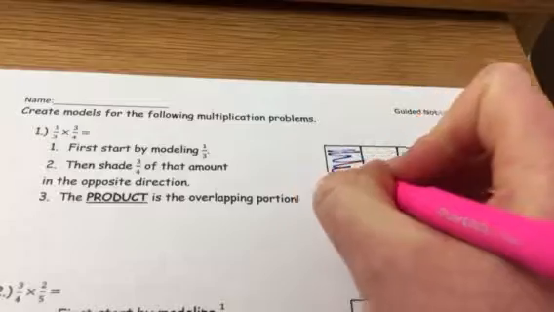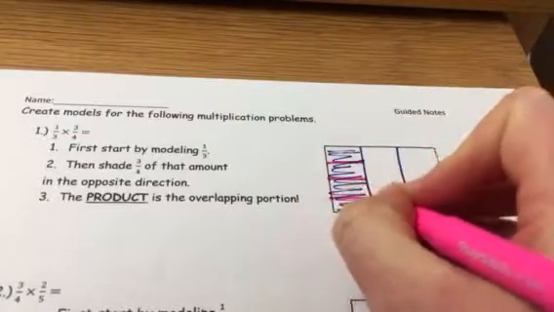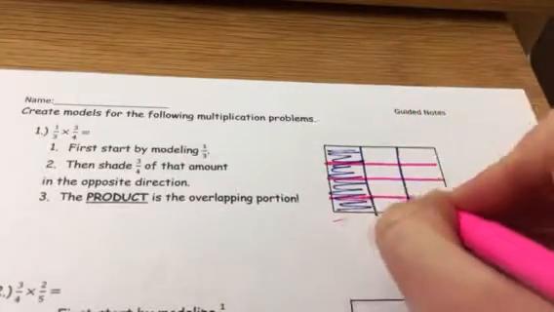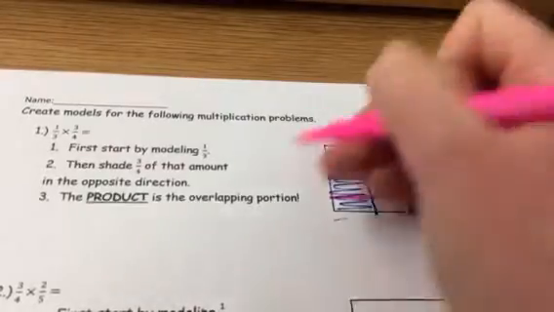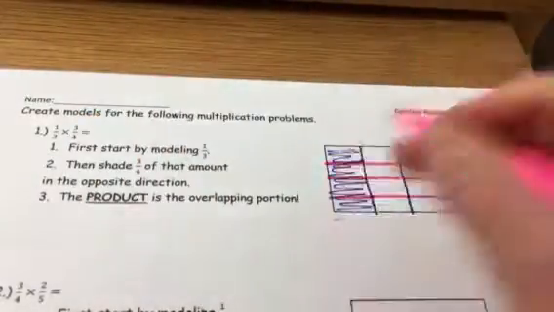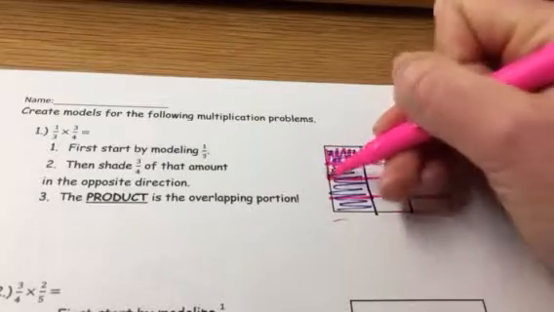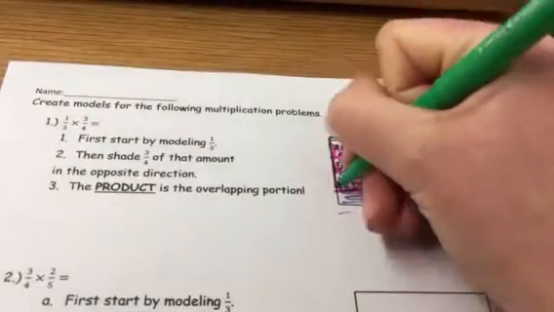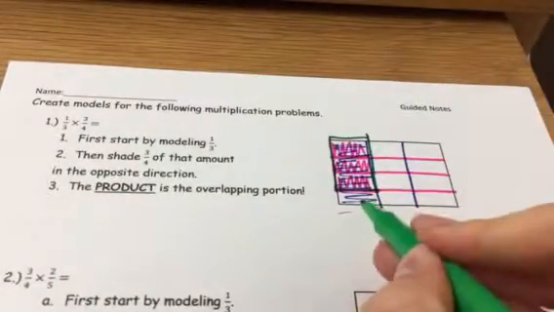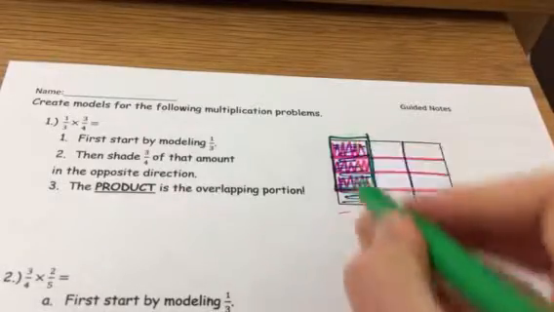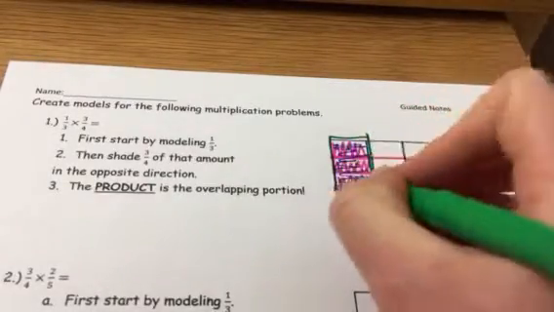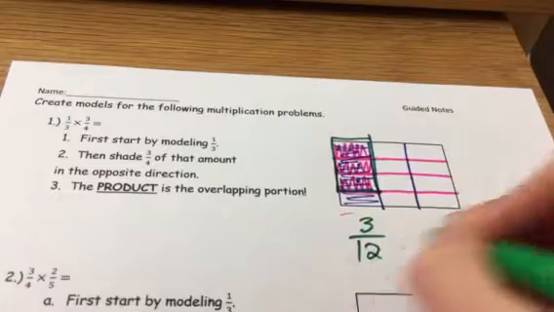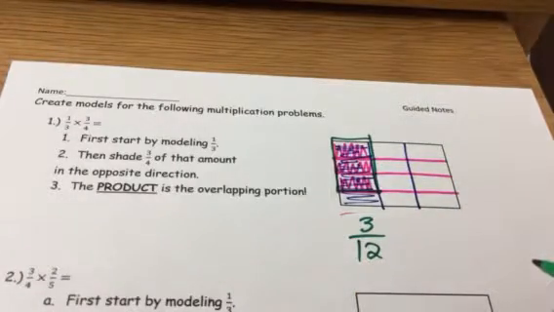So I'm going to create quarters. 1, 2, 3 lines creates quarters. And I'm going to go ahead and extend those lines so that I know what my pieces are out of the whole thing. So I've got 3/4. I need to shade in 3 of these. 1, 2, 3. Because I've now just taken 3/4 of my original 1/3. So this ends up being 1, 2, 3 out of 12 equal pieces. So I've just created 3/12.